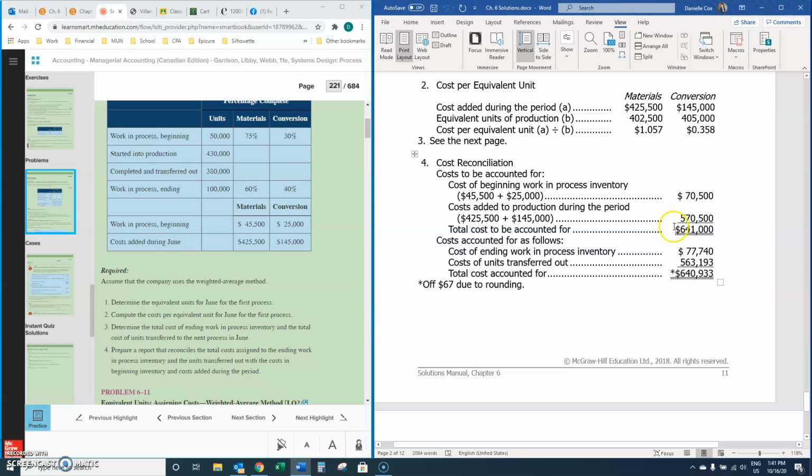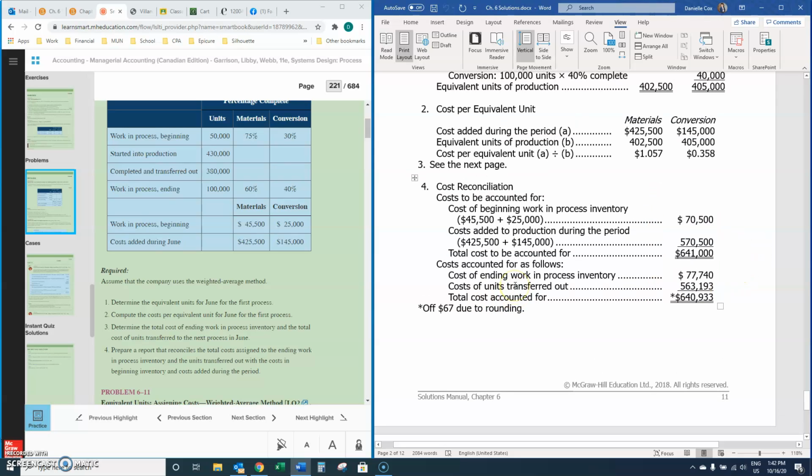So we're off here, 649.33. That's due to rounding. If you had used decimal places throughout, you would have got a much more accurate answer, but because we didn't, we're off by rounding. So it's important to understand the differences between the weighted average and the FIFO method and know how to complete the same steps using both.